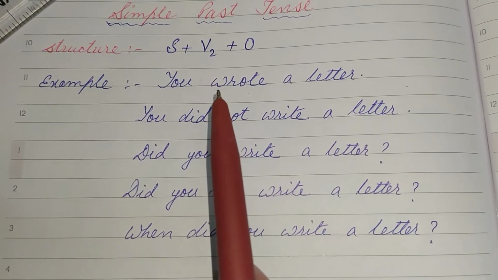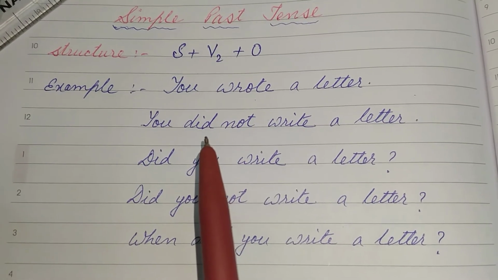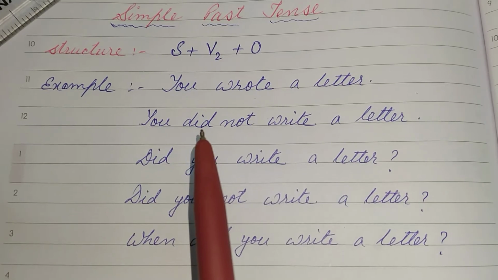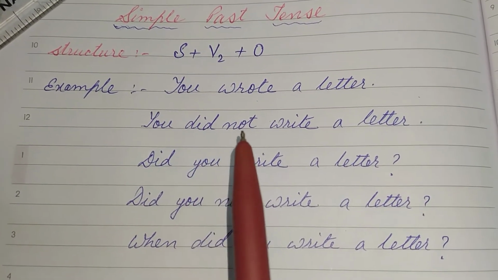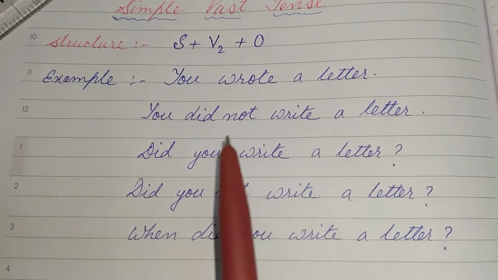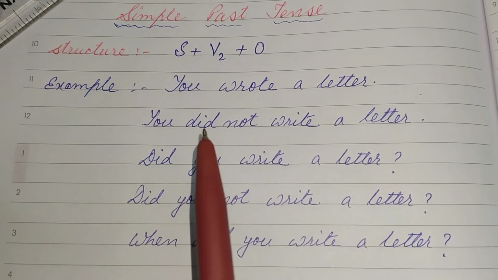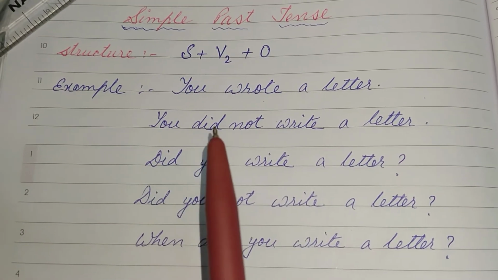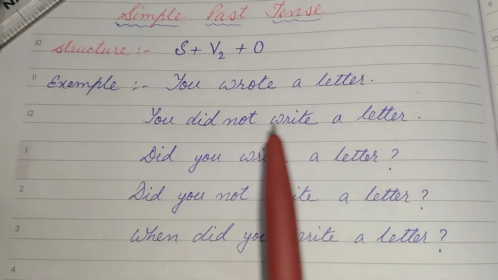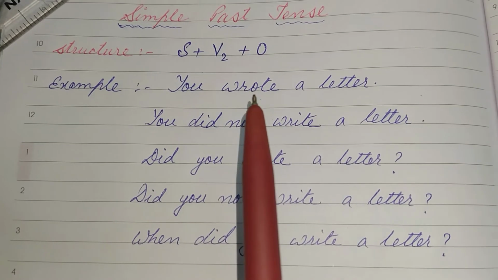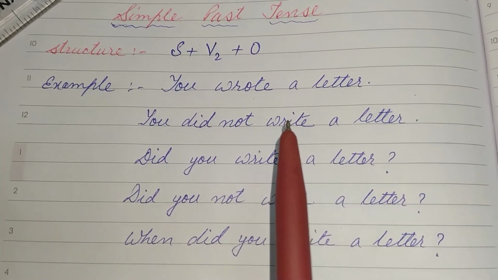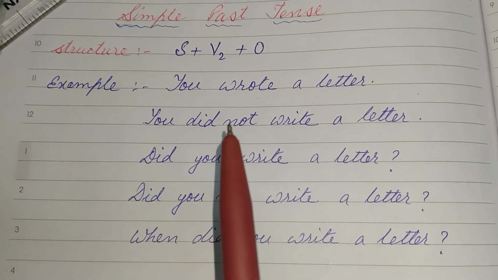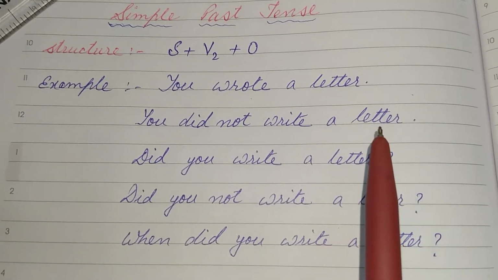Now the next example, we have changed this sentence into negative form. You did not write a letter. Here we have used did not to make it negative. You did not write a letter. So when we use did not, this wrote will come to its base form, that means verb 1. So you did not write a letter.